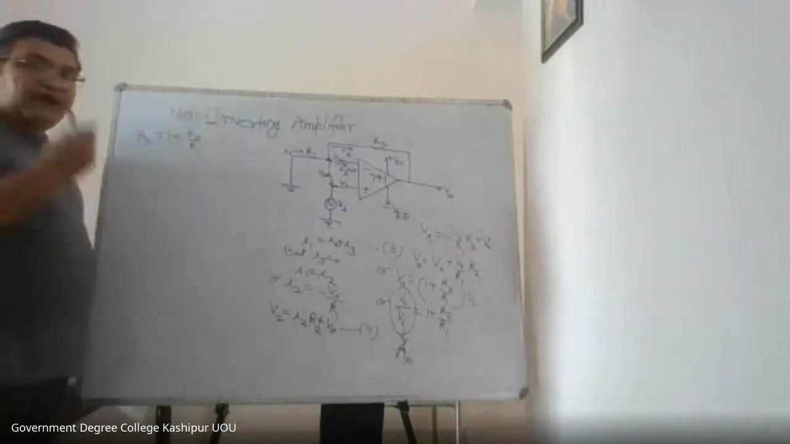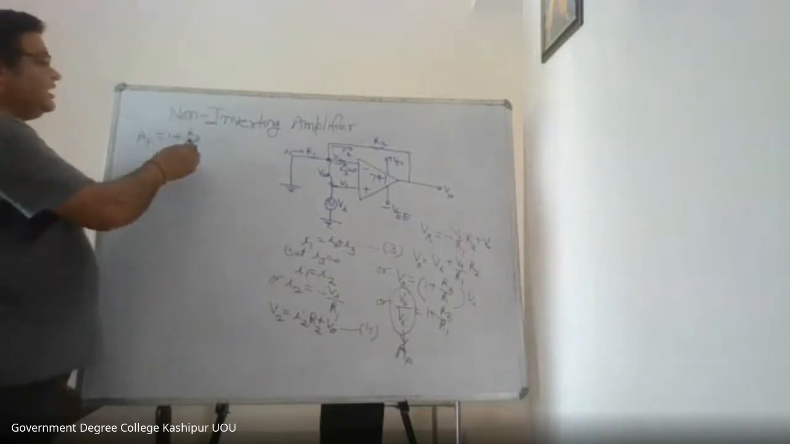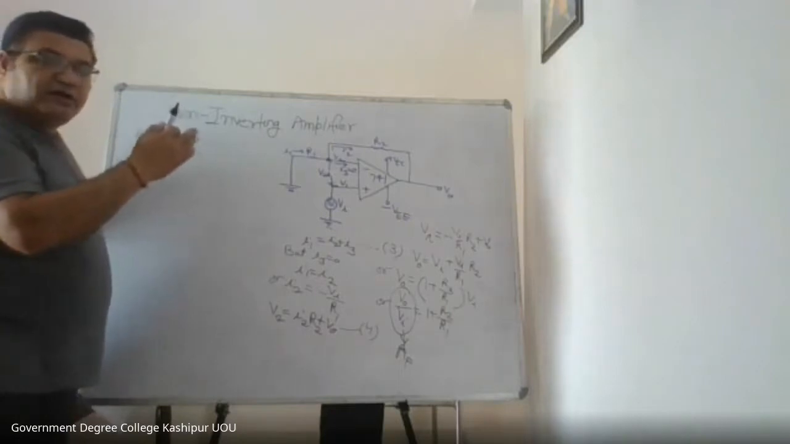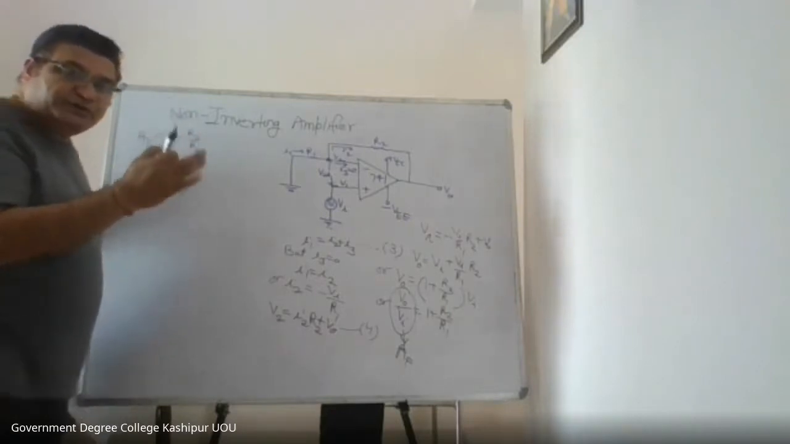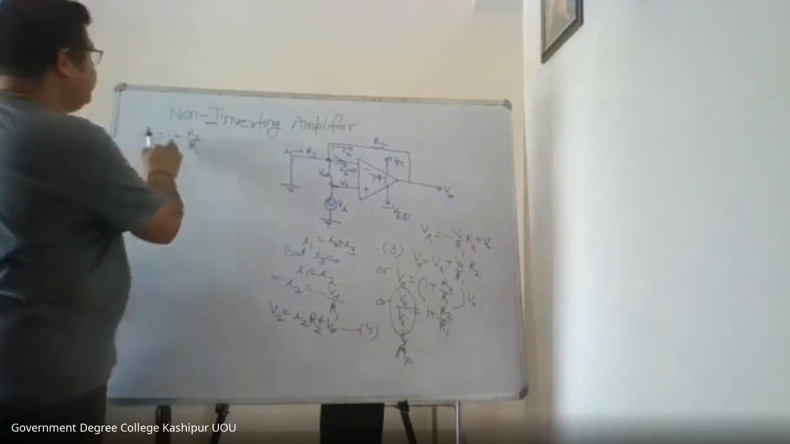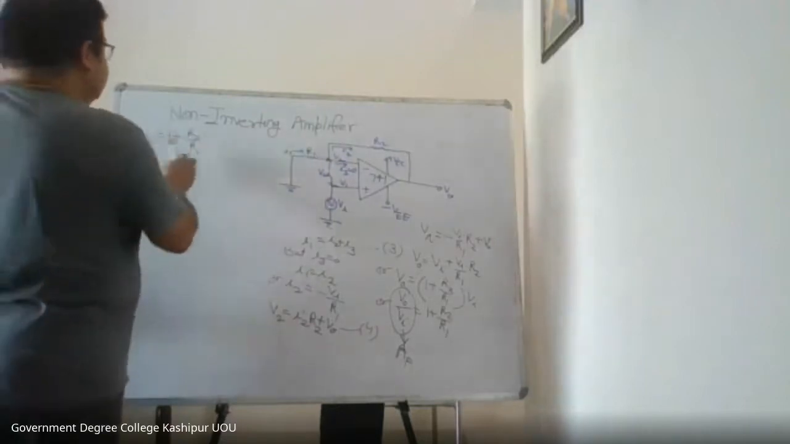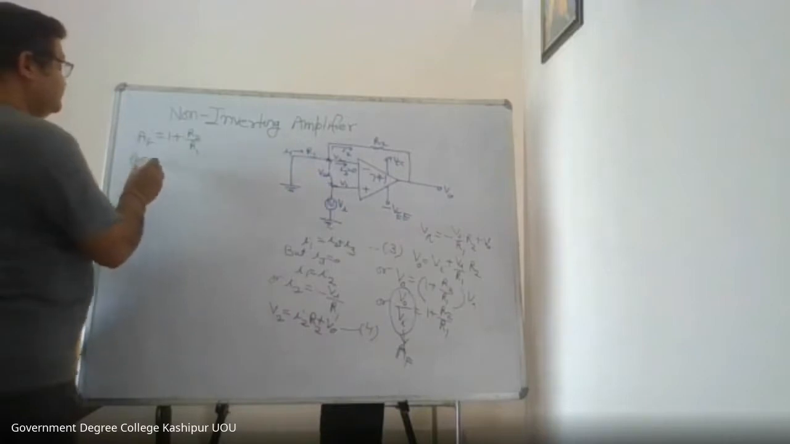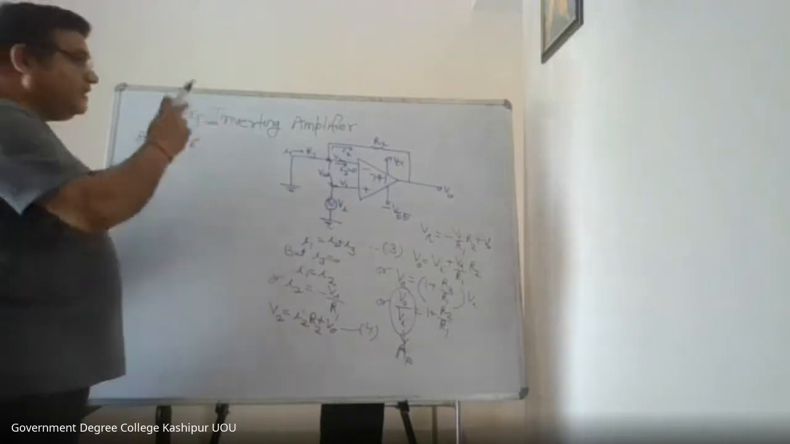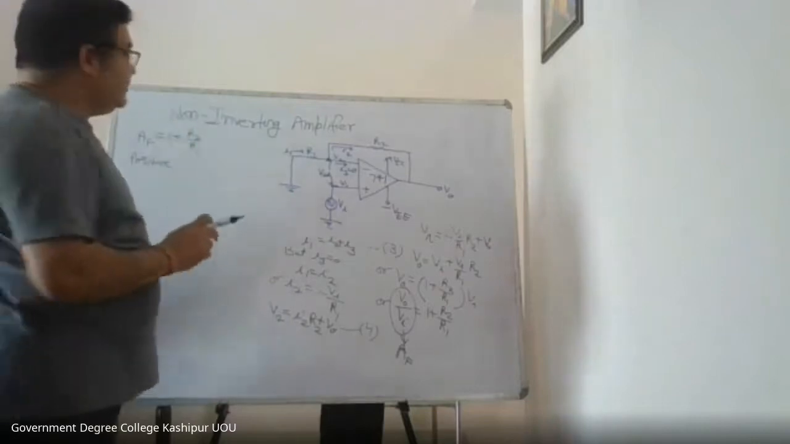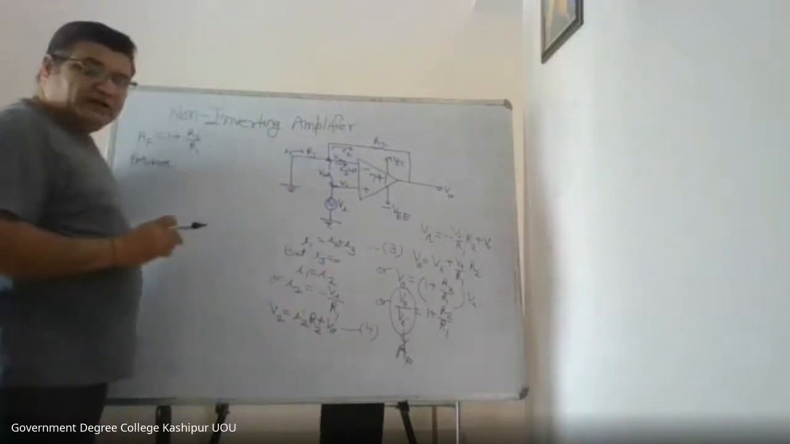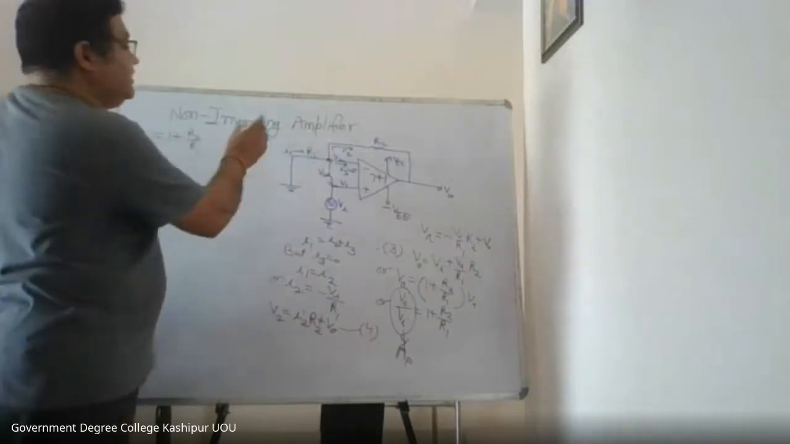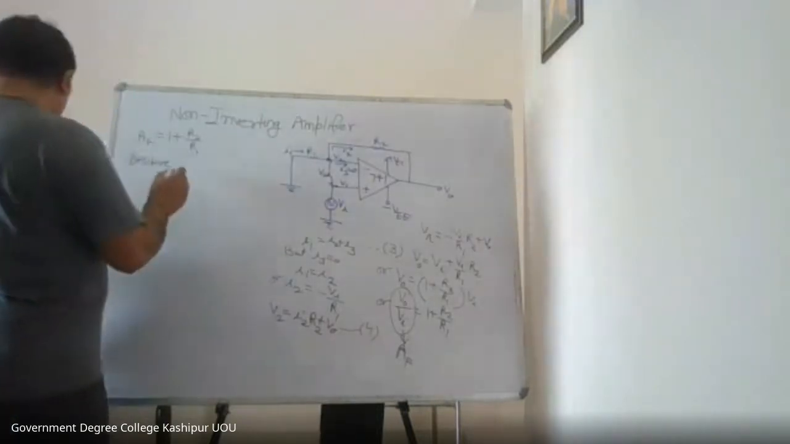In the inverting amplifier, this gain was just minus R2 upon R1. The minus sign in that case indicates a phase difference of 180 degrees. Here AF equal to 1 plus R2 upon R1. It is the gain. Now let us discuss the positive scalar. In the inverting amplifier, there was a negative scalar. The inverting amplifier can be used as a negative scalar. Now the non-inverting amplifier can be used as a positive scalar.